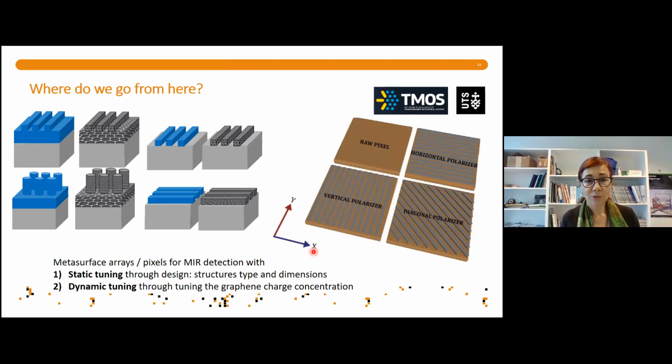So of course, what we would like to do now that we have the full model set up is to design actual metasurfaces that can do different things for us. They can filter out different properties of the light in the mid-infrared. And this is really one of the major threads that we will follow up going forward in TMOS. And clearly, what we're aiming for here is static tuning by just the structure itself. Of course, that's straightforward.